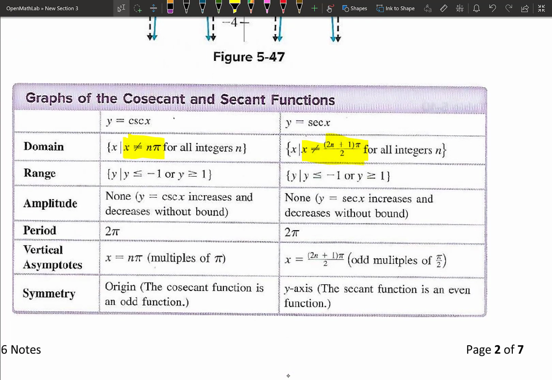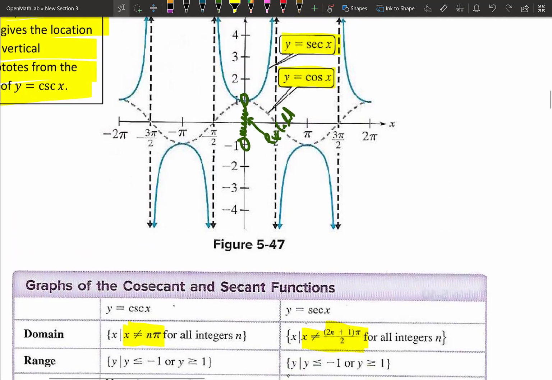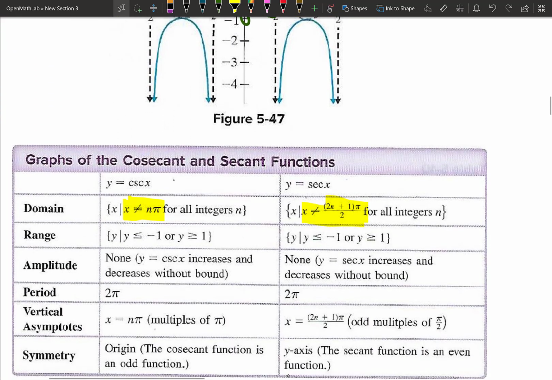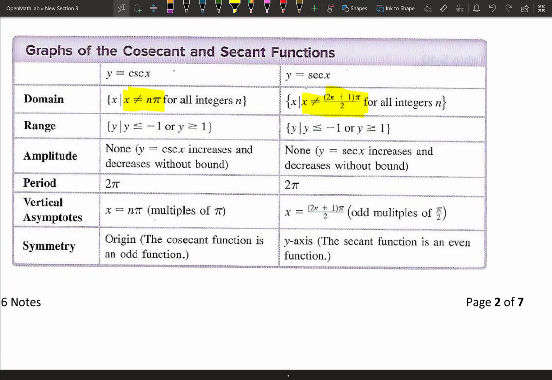And then there's no amplitude here, because it increases without bound. It's increasing, decreasing, going upward as far as it can go. So there's no amplitude. And then the period remains the same. We still get the same graph every 2 pi. And here, these are just equations for finding the vertical asymptotes, so that's connected with the domain, you'll notice.